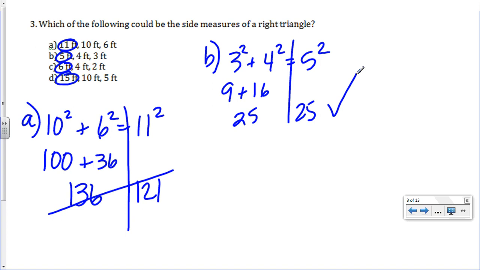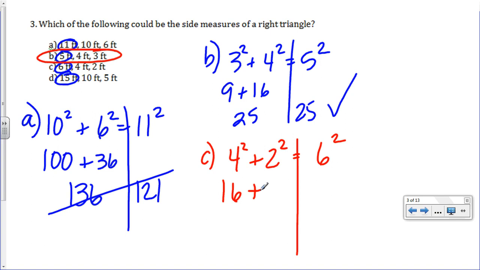The problem doesn't say circle all that apply, so you should know that you're only looking for the one. So I've already figured out my answer should be B. But because this is a review, I'm going to go ahead and show you what the rest of it would look like. So for C, I would set up 4 squared plus 2 squared equals 6 squared. 16 and 4 is 20. 6 squared is 36. So you can see that that side doesn't equal that side.